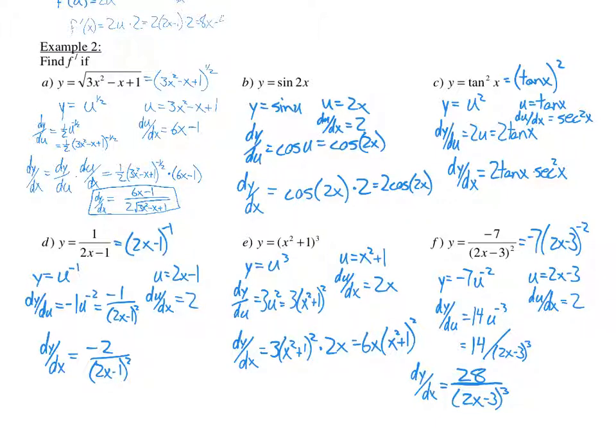How about letter C here? 2 tangent x times secant squared x. Is that what you got? All right, good. How about D? Negative 2 over the square root of 2x minus 1. Okay. Hey, folks, please be quiet and listen.